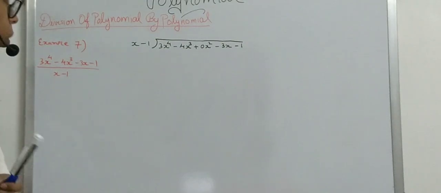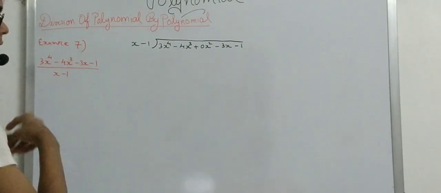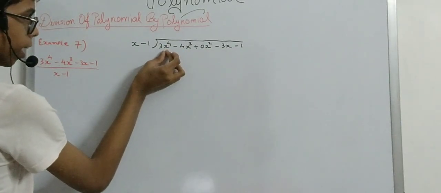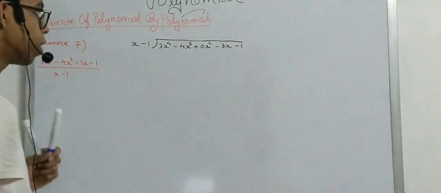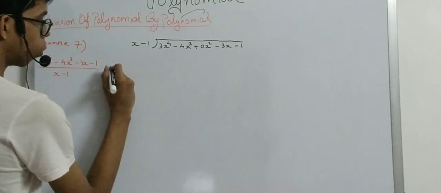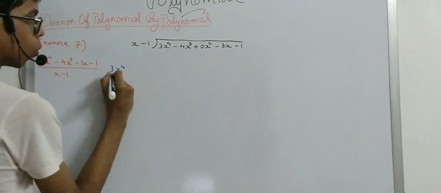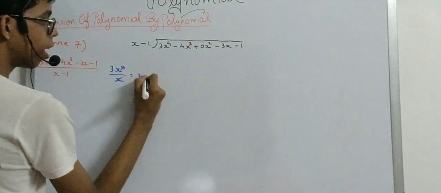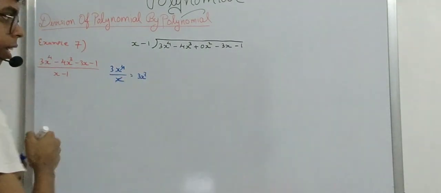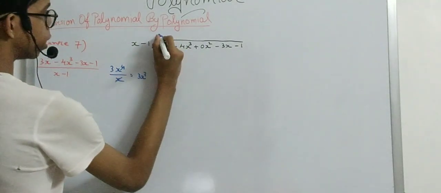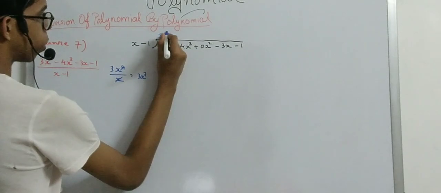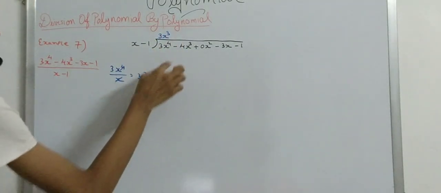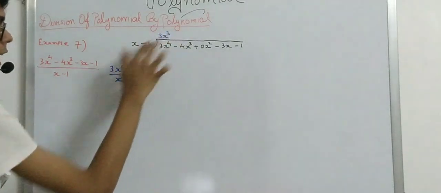Now let us do the long division. What is the second step? Take the first term of the dividend and divide it with the first term of the divisor. So 3x raised to 4 by x. We can cancel, so we will get over here 3x cube. Isn't it? So I am writing the 3x cube over here. I divided this with this, so I got 3x cube.